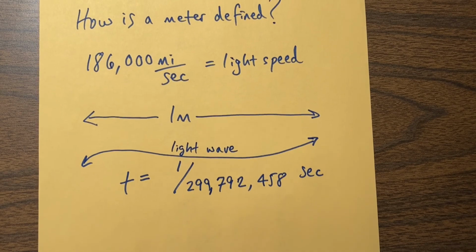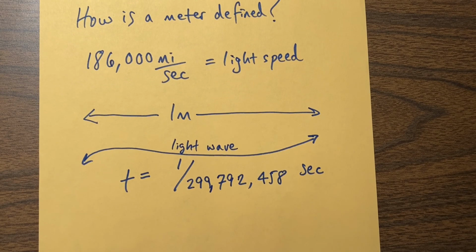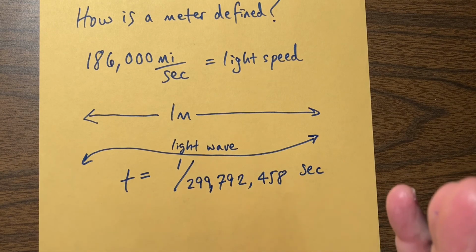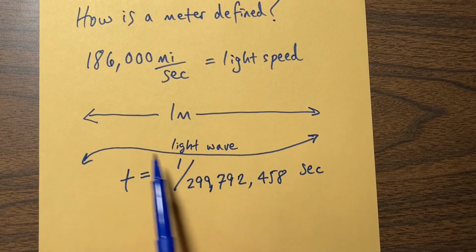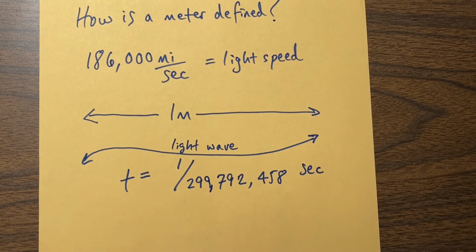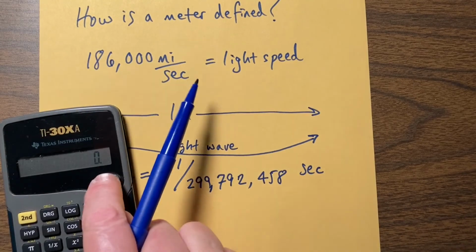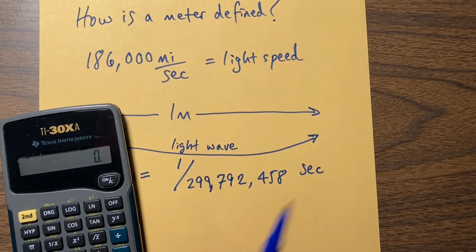And when you do a little algebra, you actually can convert the speed of light into how far light travels in a meter. You can define a meter as how far light travels in a fraction of a second. And that's where this number comes from. Light travels 1 meter in a very, very small amount of time. So let me show you where the speed of light comes from, from that fraction.